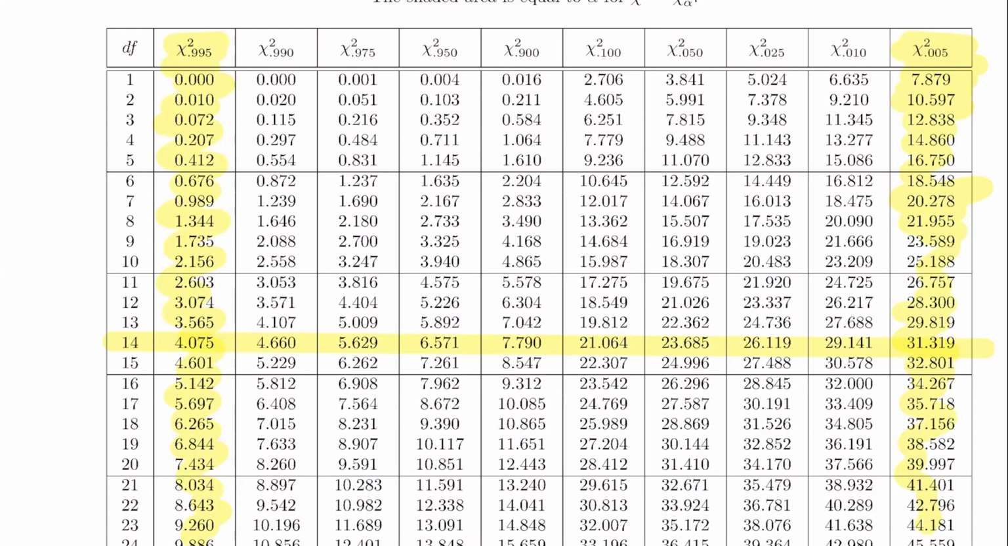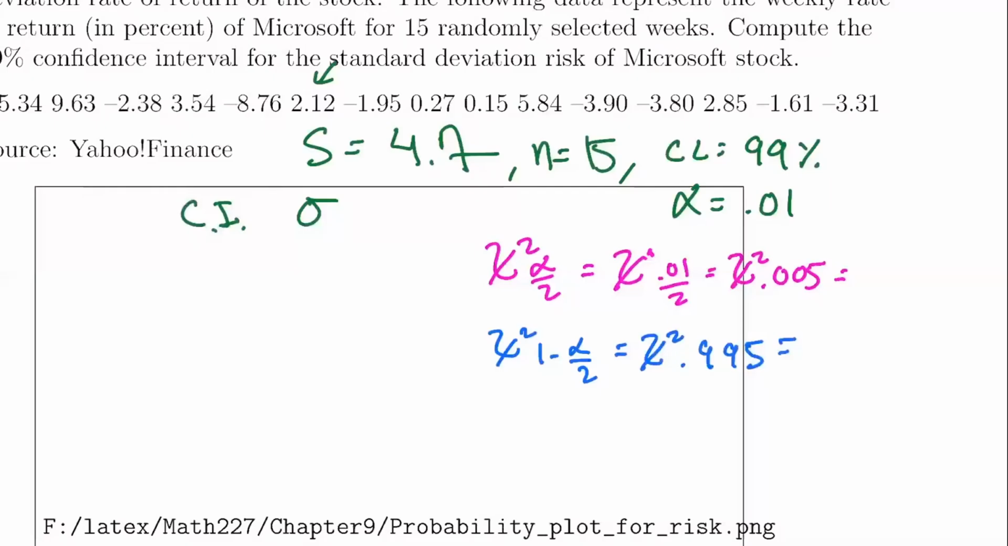So chi-square of alpha divided by 2 is 31.319. For chi-square of 1 minus alpha divided by 2, that should be 4.075. So let me go ahead and label that. So we'll say 31.319, and we get 4.075. Any question in regard to that chi-square value?